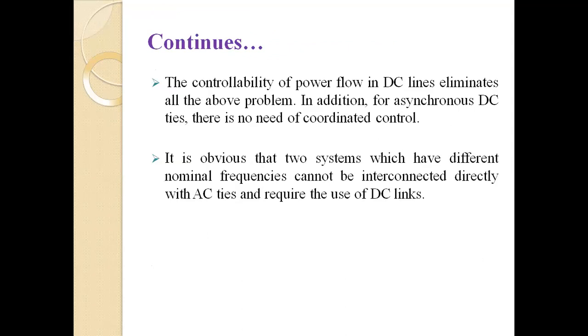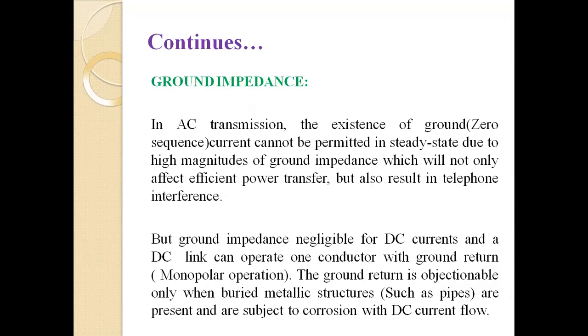The controllability of the power flow in the DC line eliminates all the above problems. In addition, for asynchronous DC ties, there is no need to coordinate control. It is obvious that two systems which have different nominal frequencies cannot be interconnected directly with AC ties and are required to use DC links.